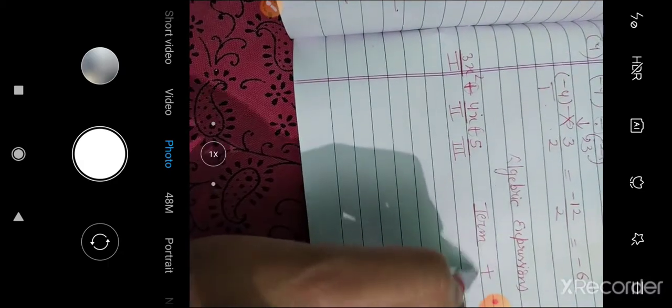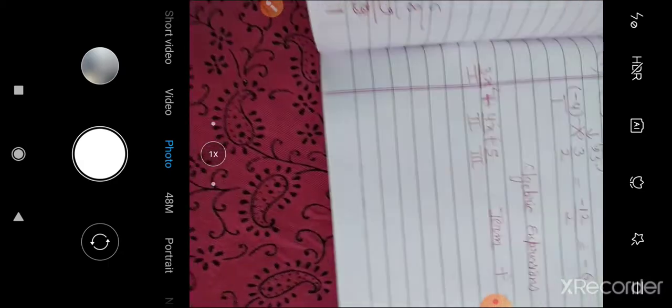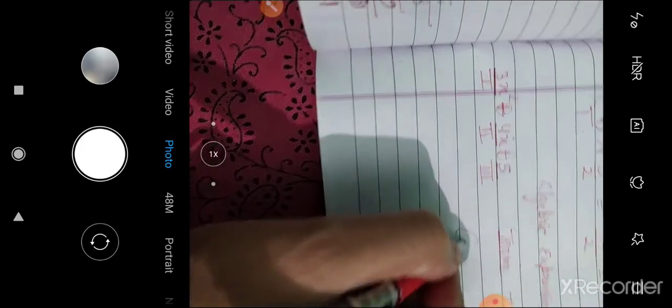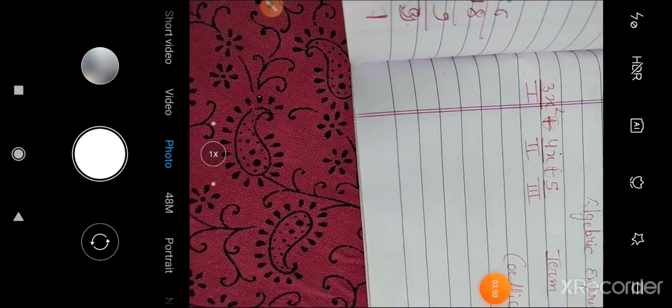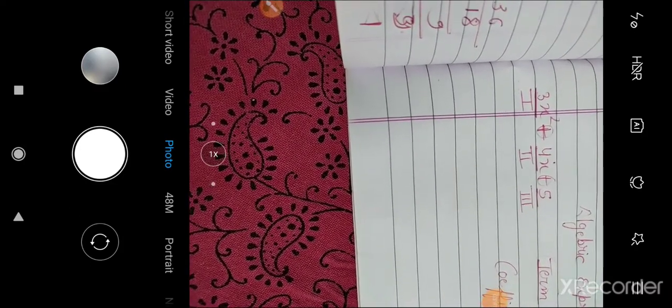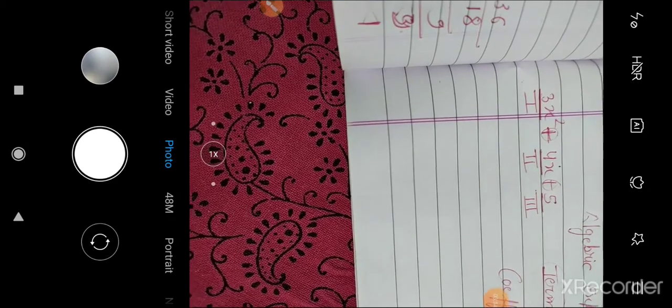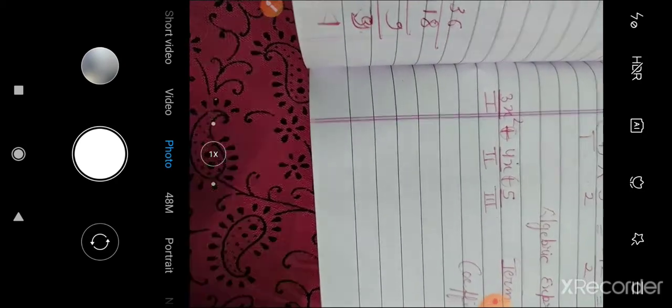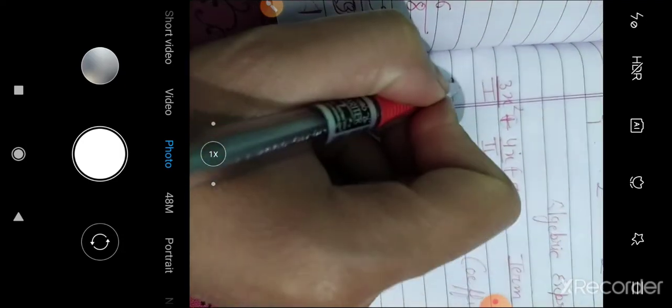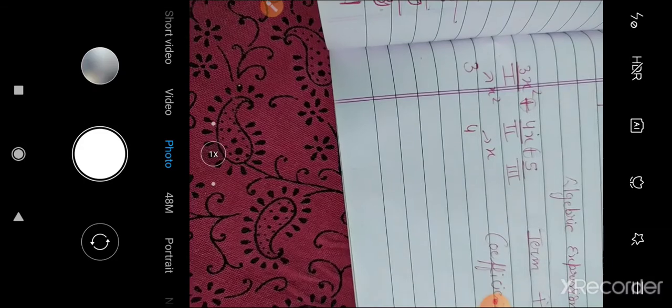So students, it is clear from this question that the denominators of all the rational numbers are equal. So we can compare these numbers on the basis of their numerators. The numerator of the first rational number is minus 3, of the second rational number is minus 2, and of the third rational number is minus 1. Here minus 3 is the smallest number among minus 3, minus 2 and minus 1.